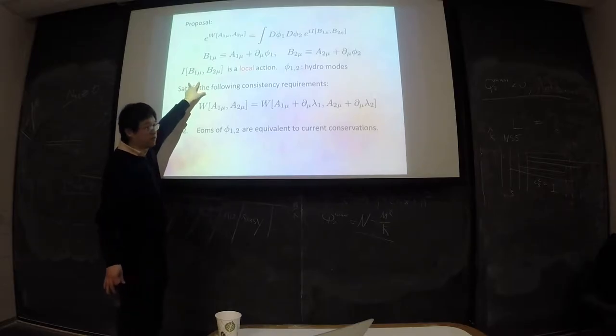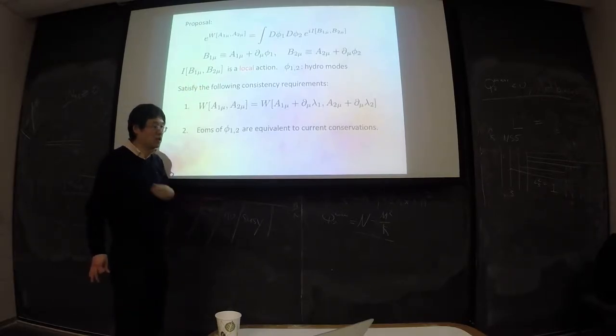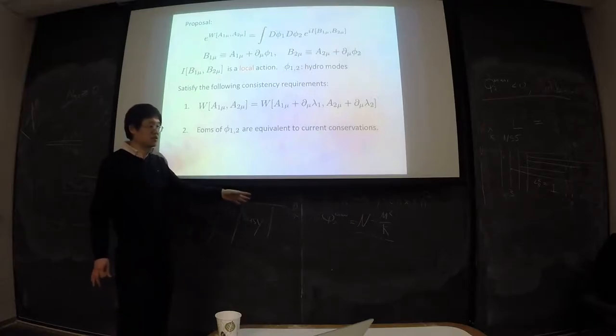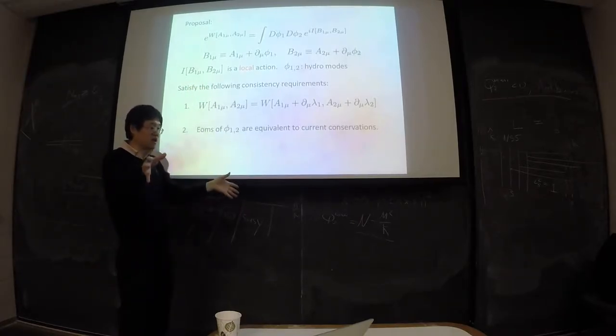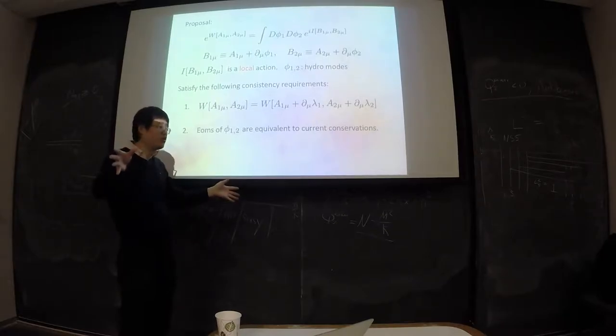I will just write it down from the symmetry principle. Then I will specify some symmetries, and then with those symmetries, you just write down the most general terms. And then of course, there's a consistency check: those most general terms should be consistent with our standard hydrodynamics. And it should not give more interactions or more transports.